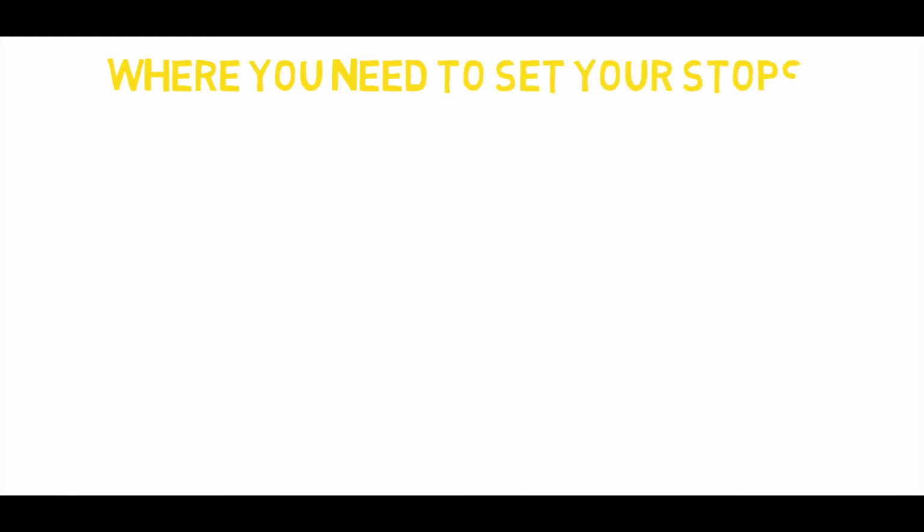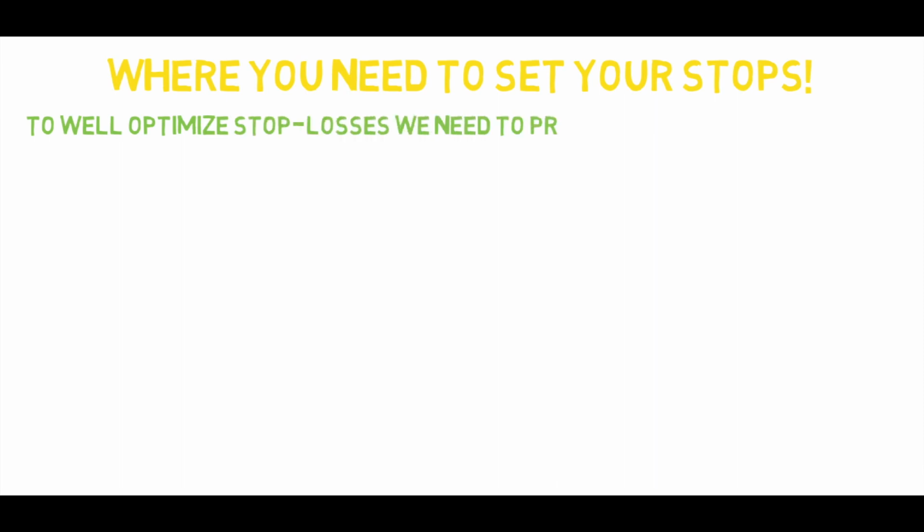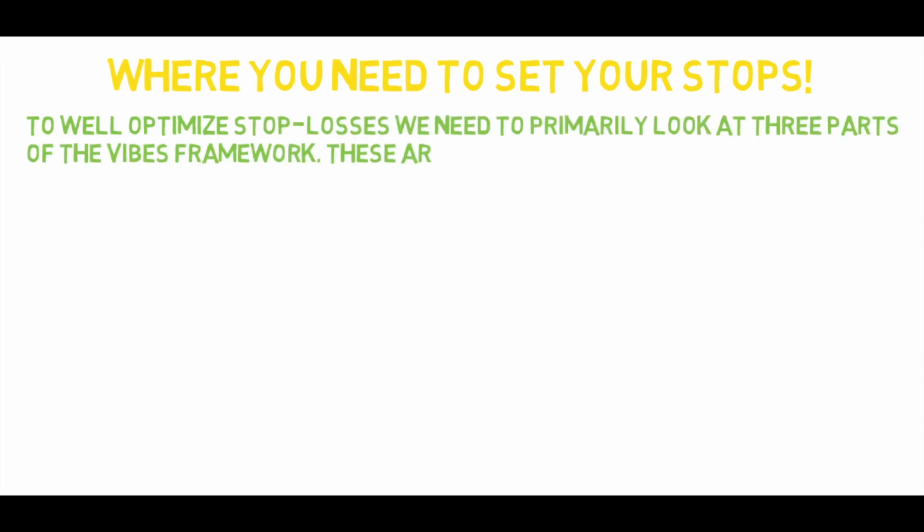Now here's where you need to set your stops. To optimize your stop losses, we need to look mostly at three places within the VIBES framework. These are the volatility, intent, and stretch. We will take a look at each of them to create the best stops for your trade. Now first, we'll look at volatility.